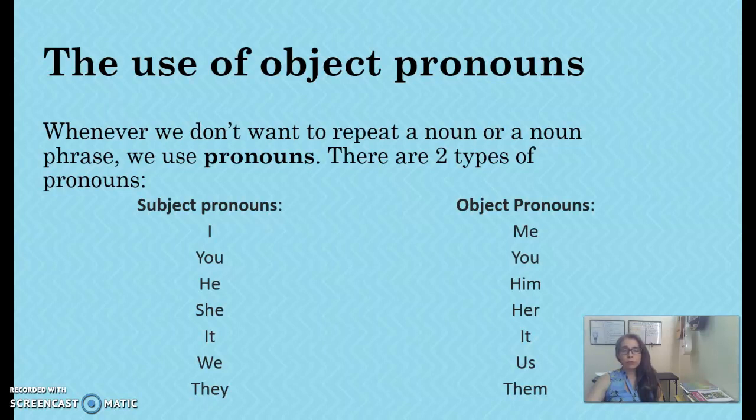There are two types of pronouns, the subject pronouns and the object pronouns. We use me to replace I, you stays the same, him replaces he, and so on.